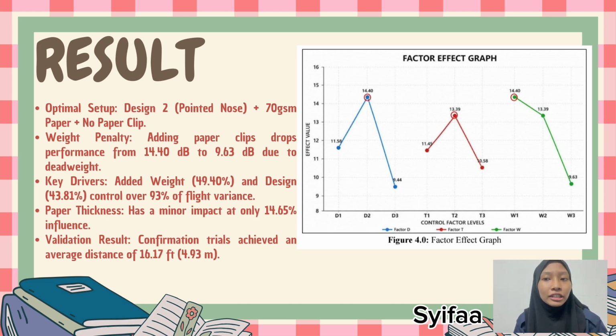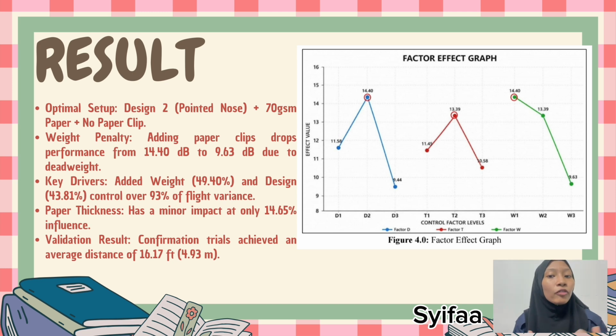As shown in the percentage influence chart, added weight is our most critical driver, accounting for 49.40% of the variance, followed closely by design at 43.81%. Together, these two factors dictate over 93% of the flight performance, while paper thickness plays a minor role at 14.65%. To validate this, we ran a physical confirmation experiment using the optimal settings and achieved an excellent 47.55% experimental error compared to our theoretical predictions. The Taguchi method successfully proved that eliminating dead weight and maintaining a pointed nose geometry are the definite keys to maximum flight performance.